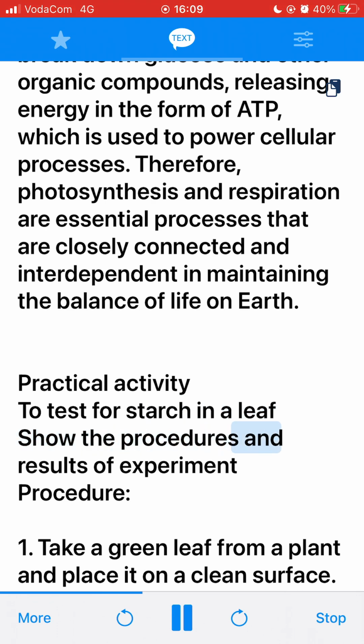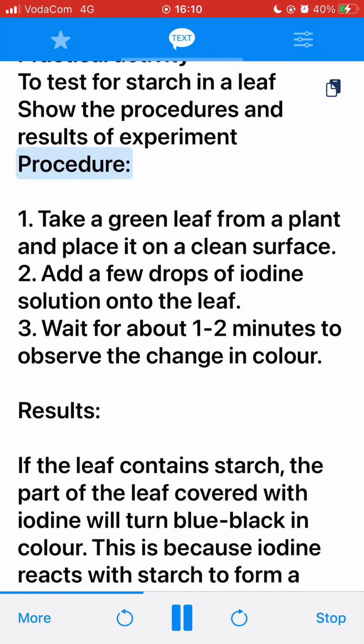Show the procedures and results of the experiment. Procedure. 1. Take a green leaf from a plant and place it on a clean surface. 2. Add a few drops of iodine solution onto the leaf. 3. Wait for about 1 to 2 minutes to observe the change in color.